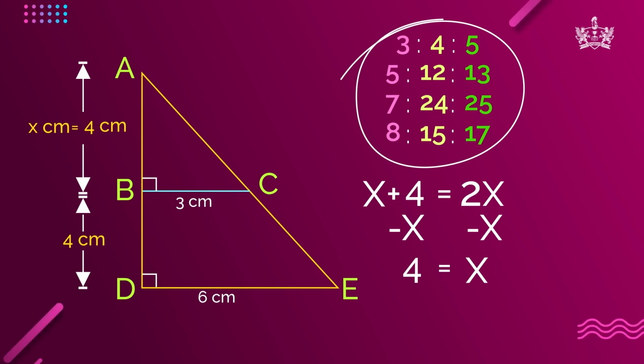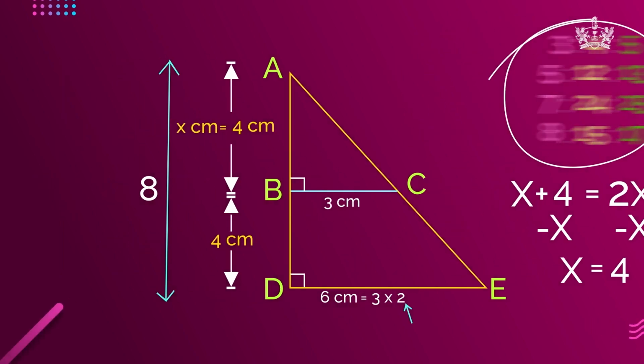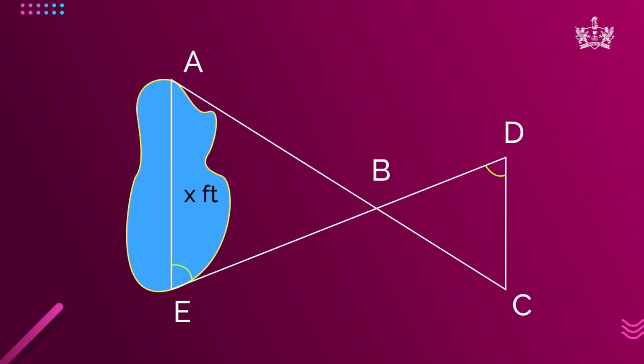Also, if you were paying attention, did you also notice that this was a 3, 4, 5 right triangle? So if the smallest side is 3 and the corresponding side is 6, then the multiplier is 2, which means most likely side AD will equal 8. So we know x will equal 4. This would have taken 10 seconds to solve if you had memorized the Pythagorean triples already. Here, you try this one.